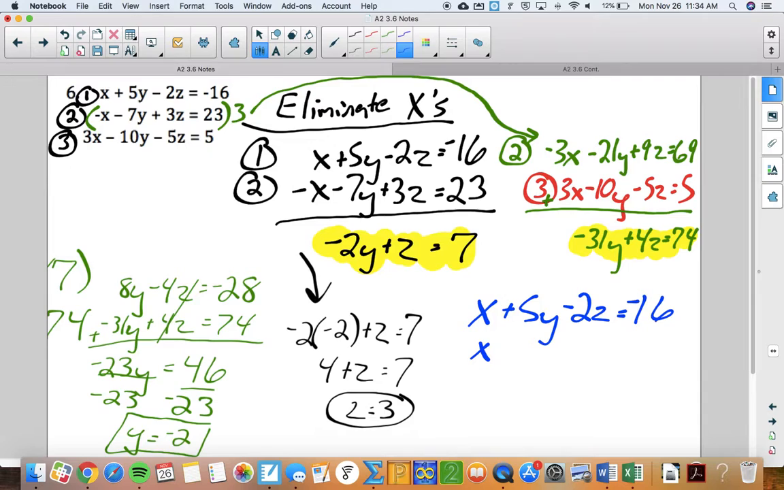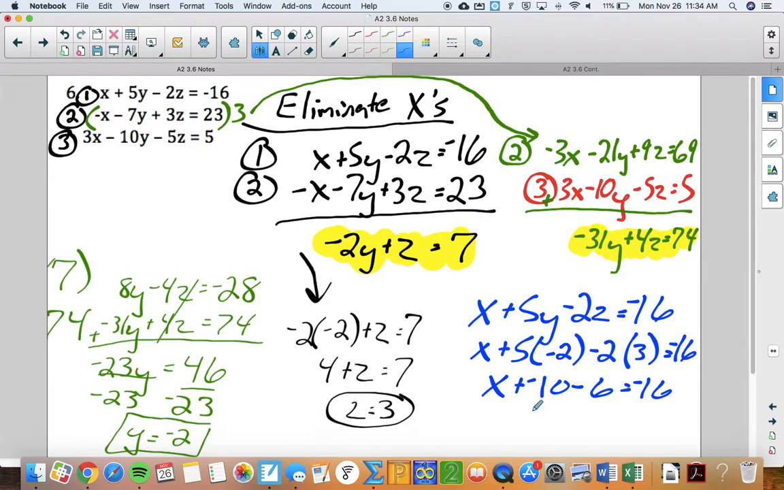So x plus 5 times negative 2 minus 2 times 3 equals negative 16. So we get x plus negative 10 minus 6 equals negative 16. So x plus negative 16 equals negative 16. I add 16. I get x equals 0.